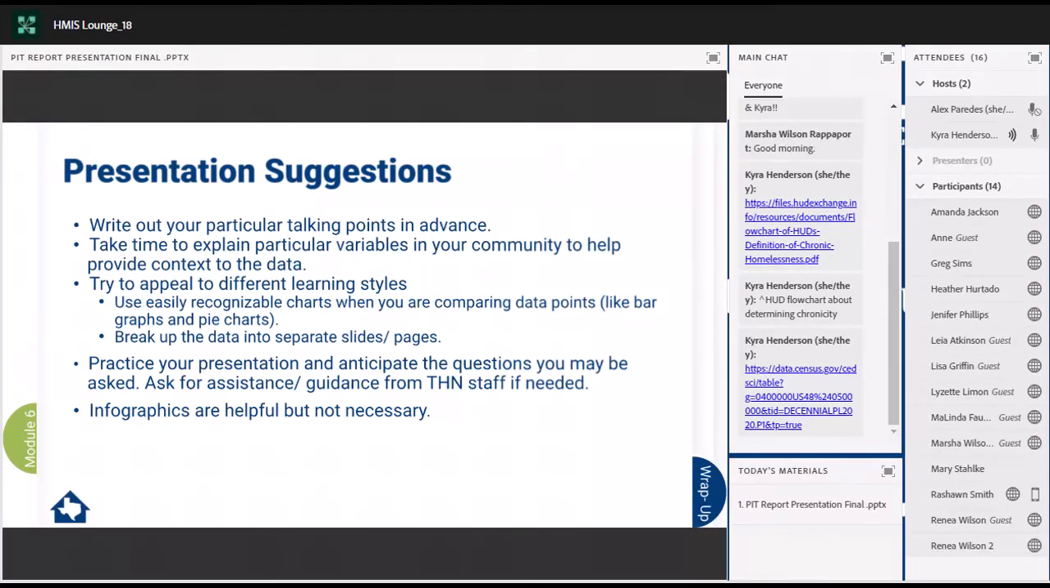And finally, a quick note about infographics. I know that infographics are the main thing that communities want to use and that folks ask for throughout the point in time count season, especially the reporting season. If you feel confident making graphics, they are absolutely a wonderful tool because you can use them in a presentation or send them out on their own via email or social media.